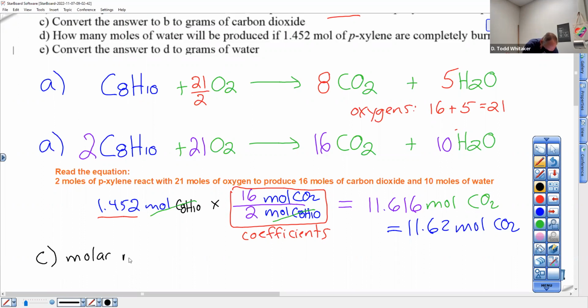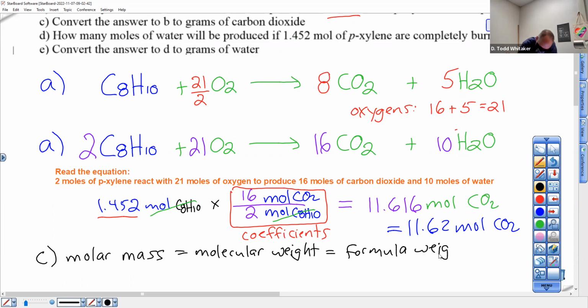Now you'll see different people use different words for this same thing. Molar mass equals molecular weight, for us, they're going to be interchangeable. Formula weight. And remind me how you can get the numbers you need for these. You have to look on the periodic table, and what are the red numbers units on the periodic table?